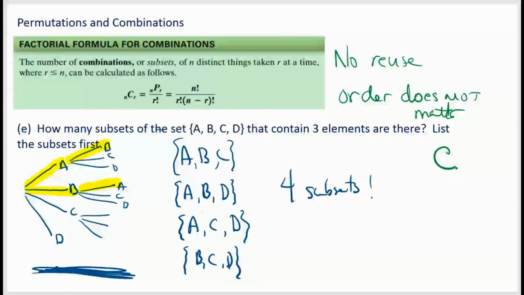How many do we have to choose from? 4, because we have A, B, C, and D. That's 4 letters, and we're choosing 3. Now let's play around with the formula. How about we do that?